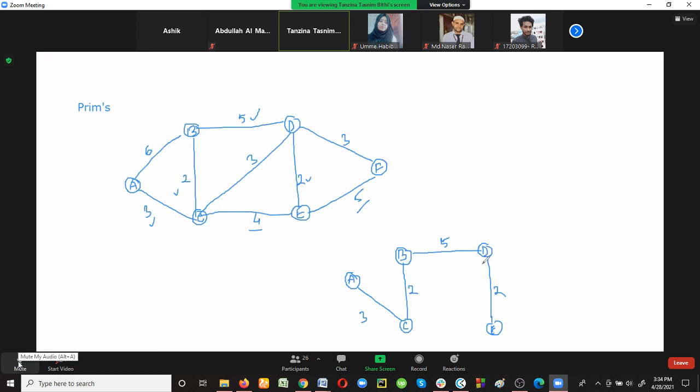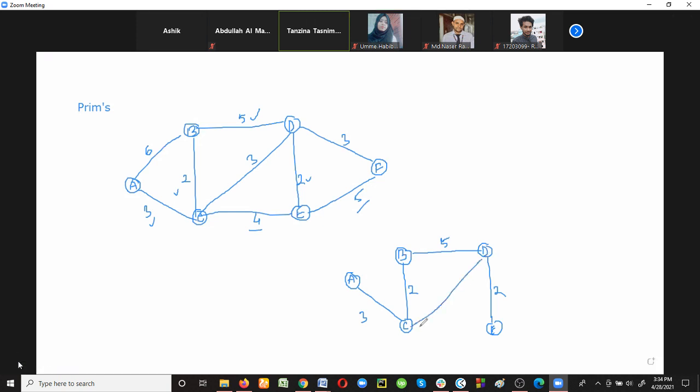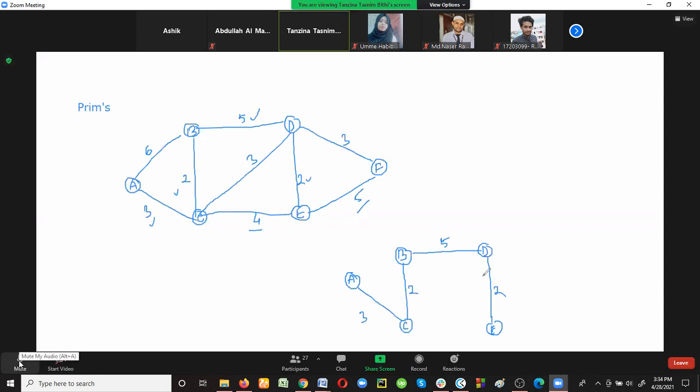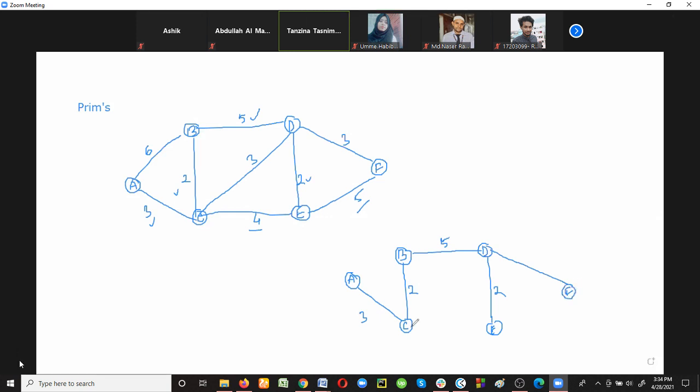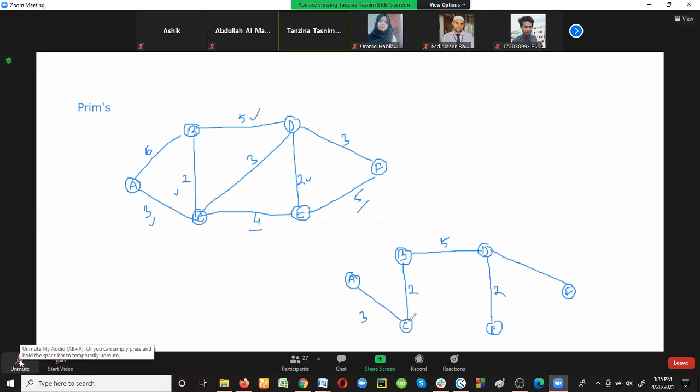4, but if we take 4, can we take this one? No, we can't take this edge because it will create a cycle. Then 5, so we should take D to F. And another thing is we cannot take a node twice. If we add one edge between D and C, at that time we're visiting this node twice. Okay, so ignore this edge.